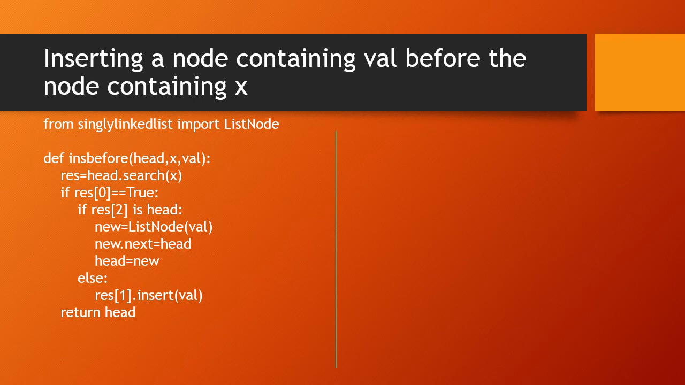Again, the first question is, is there a node containing x? Because if there is no node containing x, we will do nothing. But if there is a node containing x, then we will proceed with insertion of a node containing val before it. So who will tell us if there is a node containing x? The search function. We call the search function for the head pointer and ask it to look for x. The search function is going to return a 3-element list, which we will store in our own list called res.